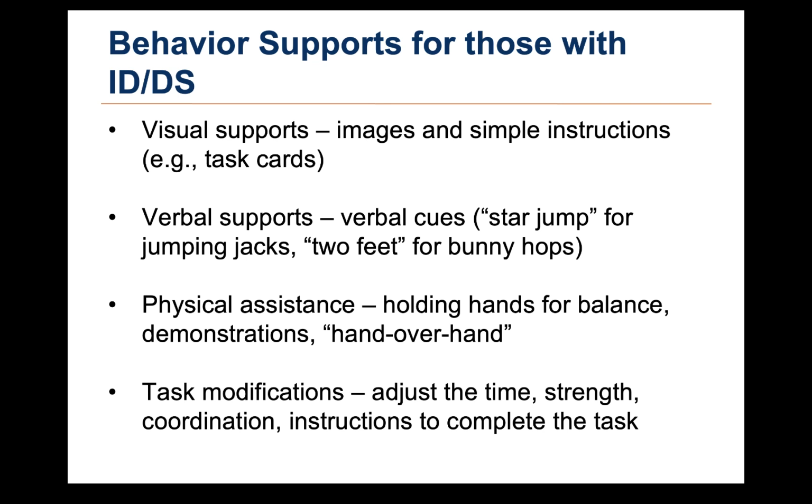Third type of support is physical assistance. This could be holding a person's hand while they do a motor skill that requires balance, like jumping or walking on a balance beam. This could also take the form of a demonstration in which you move the person's body the way you want them to move. For example, if the person doesn't use their arms to create momentum while jumping, you could hold their hands and exaggerate the arm swing.